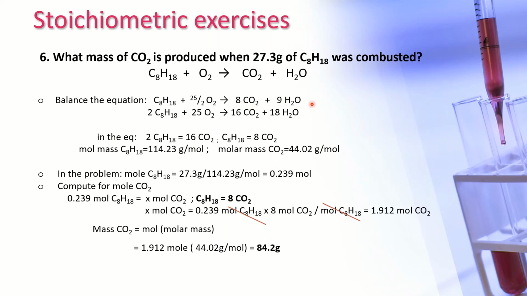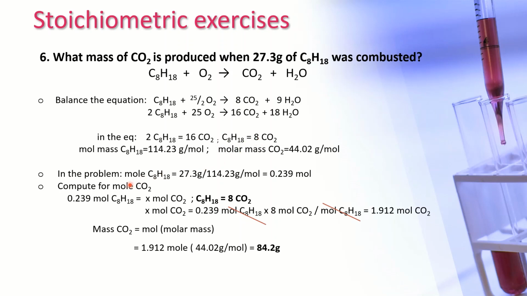moles of water. But we have to have a whole number coefficient, so you multiply the reactants and the product by 2. So 2 moles of octane plus 25 moles of oxygen will produce 16 moles of carbon dioxide plus 18 moles of water. To solve this problem, we need to know the relationship between carbon dioxide and octane. In the balanced chemical equation, 2 moles of octane will produce 16 moles of carbon dioxide, or 1 mole of octane will produce 8 moles of carbon dioxide.